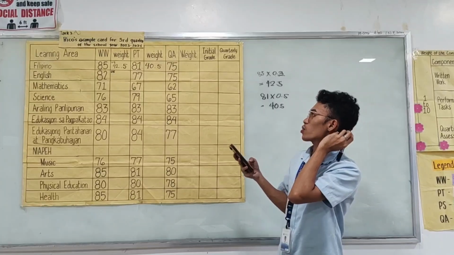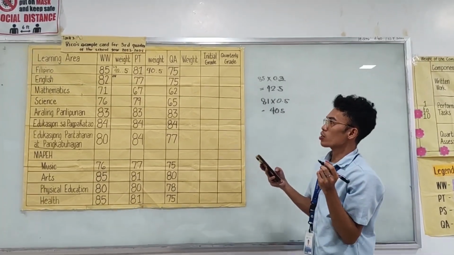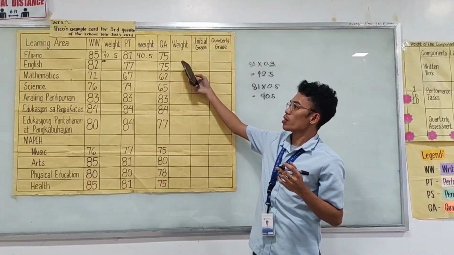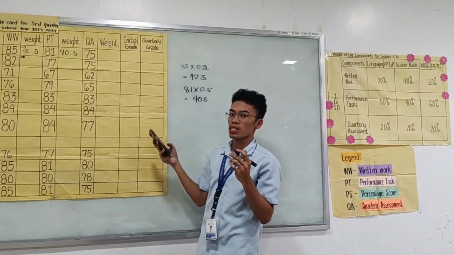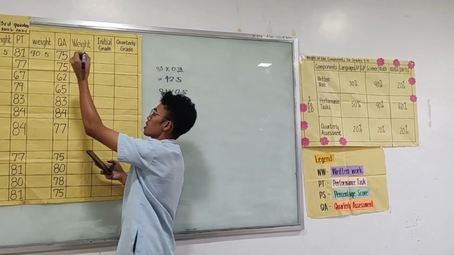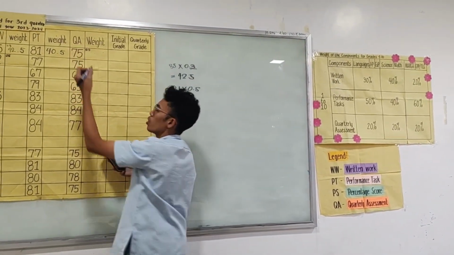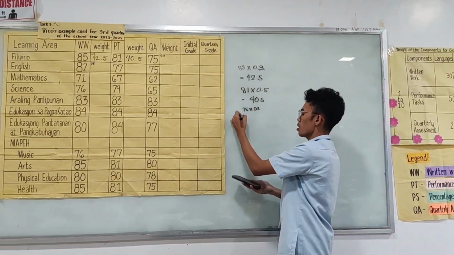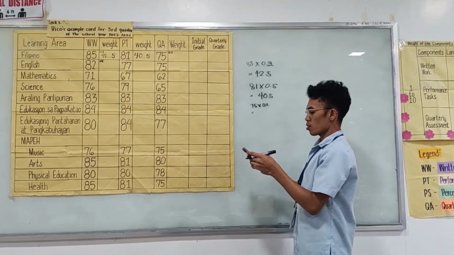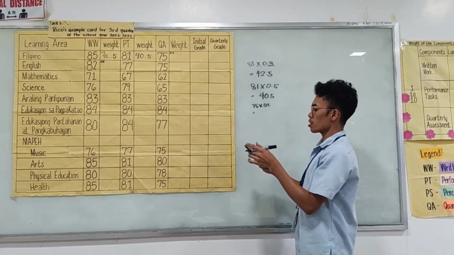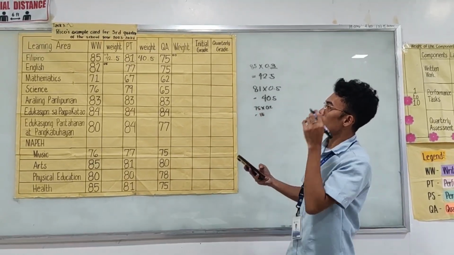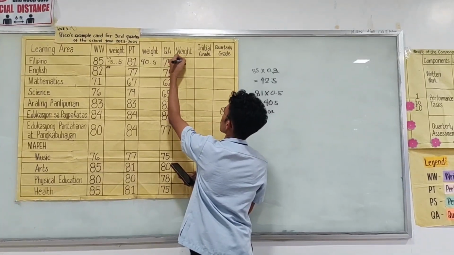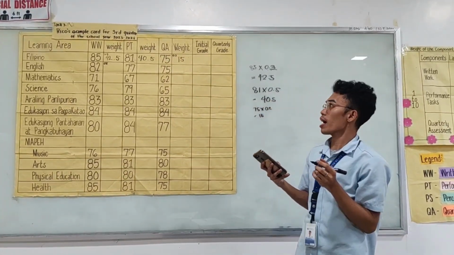And the weighted score of the quarterly assessment. The total score here is 75, and the weight of the component of Filipino in the quarterly assessment is 20%, so you need to multiply 75 by 0.2. So 75 times 0.2 equals 15. So the weighted score in the quarterly assessment is 15. And then the next step is to get the initial grade.